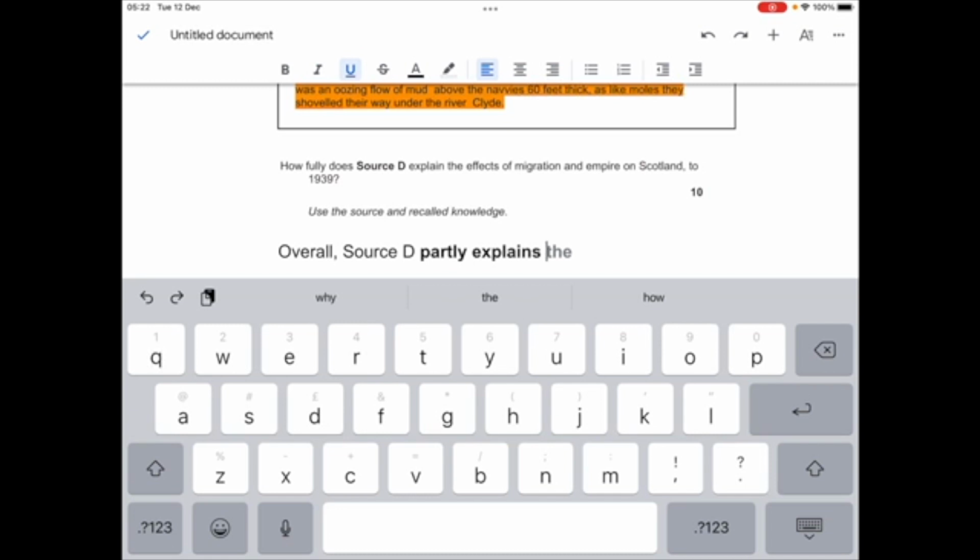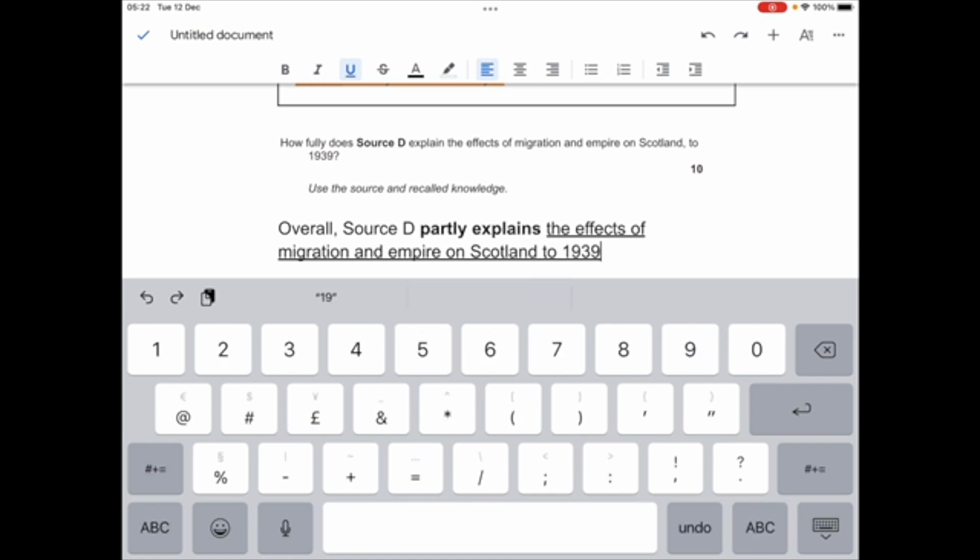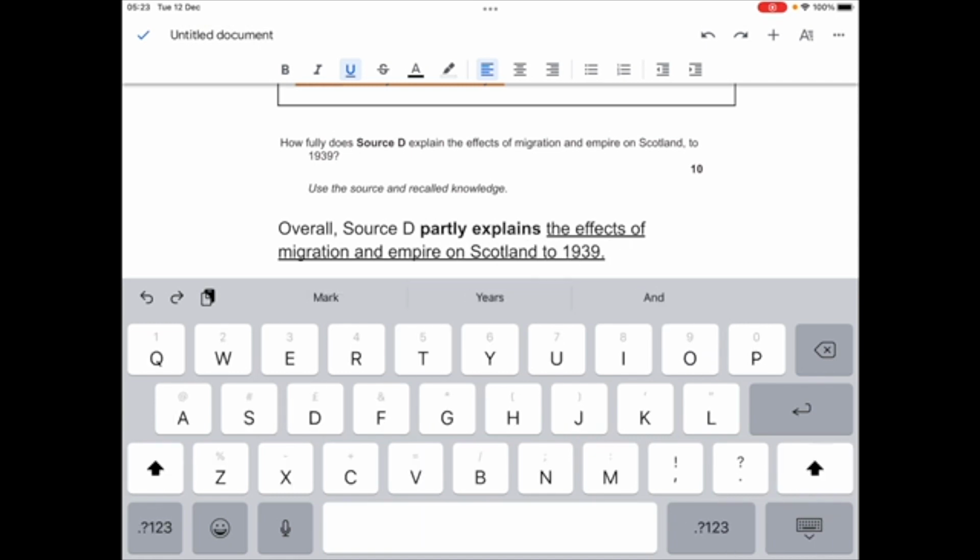So after where it says how fully does source D explain, that entire sentence in the question I'm just going to copy, and that never changes. So you do that for every single How Fully Explain question from Scotland to 1939. Now you'll notice that I've highlighted in bold the phrase partly explained.